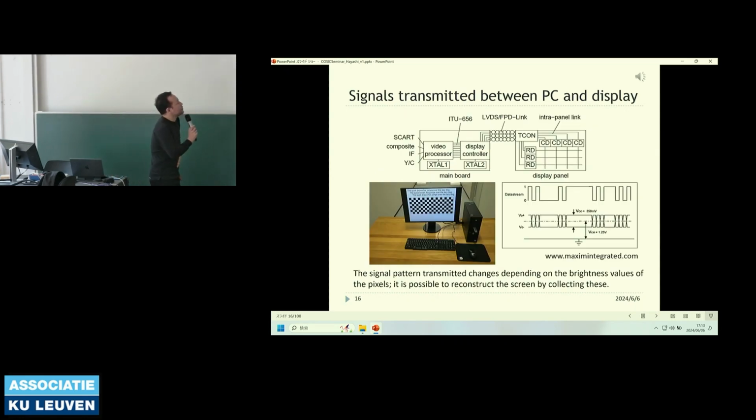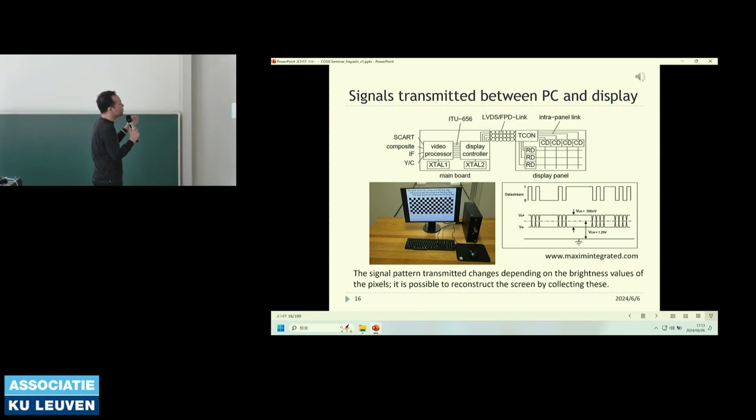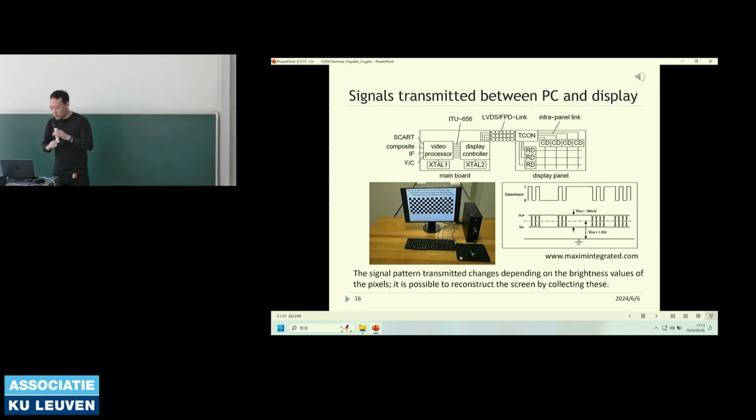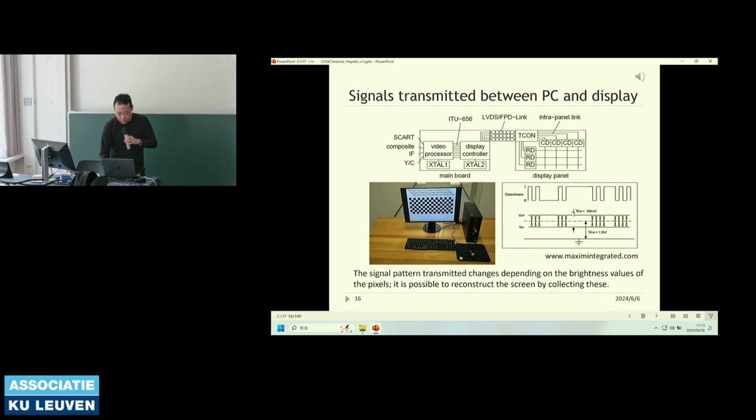This is another source, the very popular EM leakage source, the display signal. Sometimes we call this attack Tempest. Tempest is a leakage source from the display. This kind of signal is a leakage source.